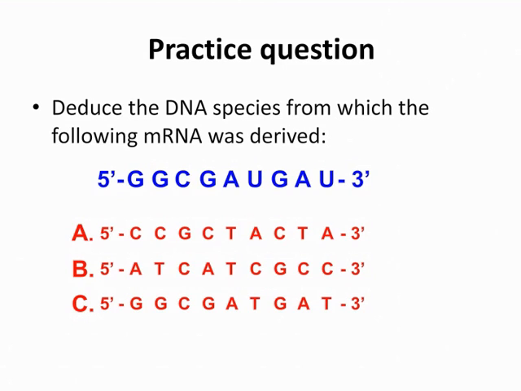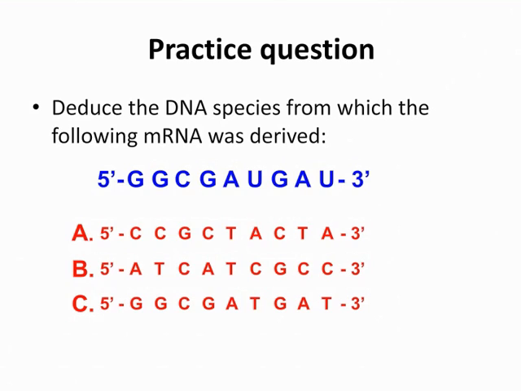So these are the type of questions you should expect to see on the test. Deduce the DNA species from which the following mRNA was derived. So make sure you read these questions carefully. The question is asking you to find the DNA strand that this following mRNA strand was derived from. So in the blue, that's your mRNA strand. We know that the RNA strand is made from the DNA template strand. So our answer is going to be the DNA template strand. That's what we're trying to find.